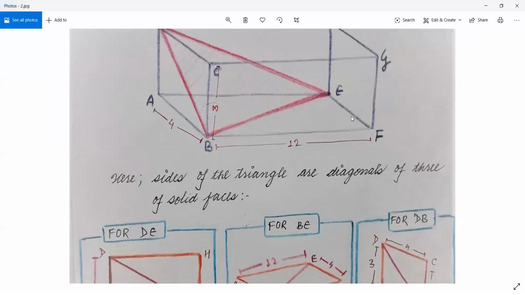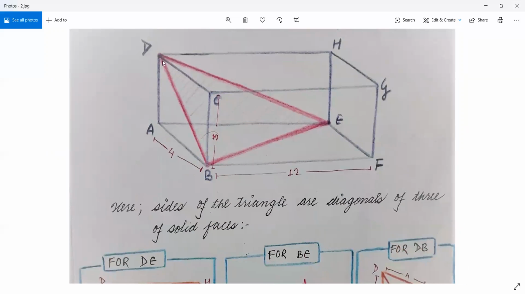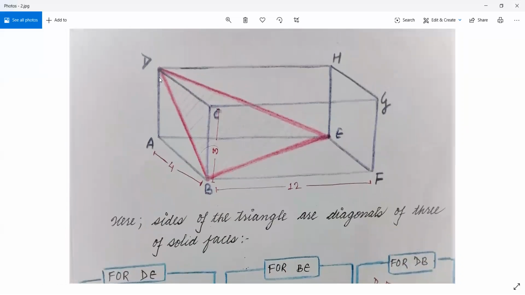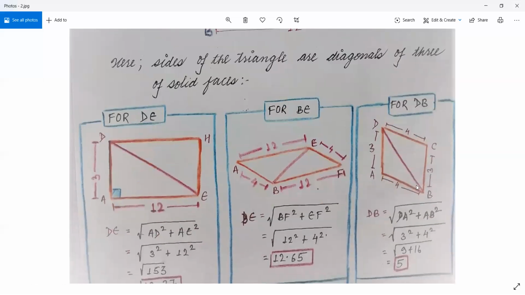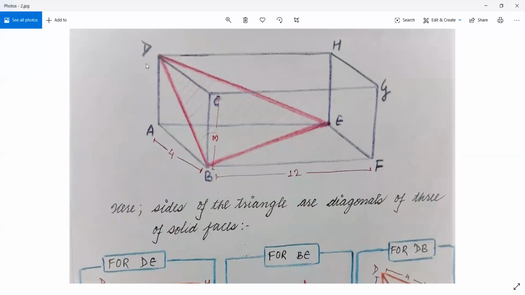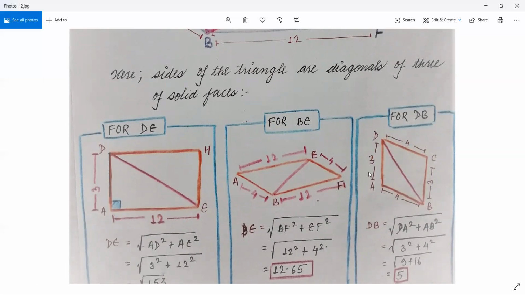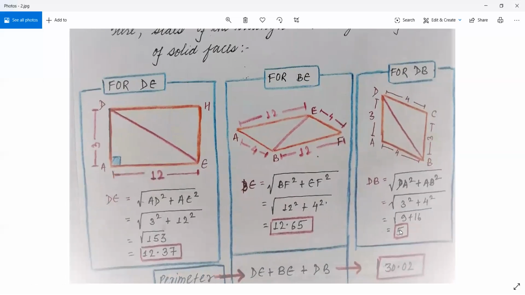Similarly, the only diagonal that isn't measured yet is DB, right? DB. So when you take the face DABC, you can find the value of DB similar to both DE and BE, right? So when you individually take out the face D, A, B, and C, we need to find the diagonal DB. So when you use the Pythagoras theorem, because it's rectangular, one side is 3, one side is 4, and the angle between them is 90 degrees since it's the face of the cuboid, and that's why when you use the Pythagoras theorem, it will come to 5, right?